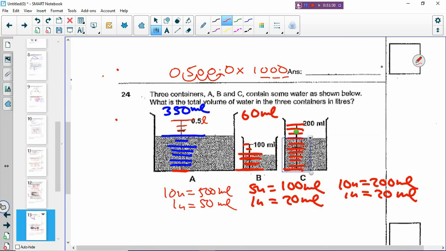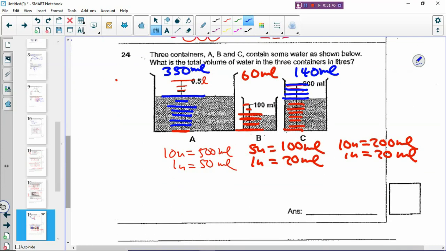And you start counting, right? So I can even work backwards. Okay, I can work backwards. 200, you minus 20, 180, 160, 140. So you work backwards, you get 140 ml. And then you plus them all together. All right, so you plus them all together, what do you get?